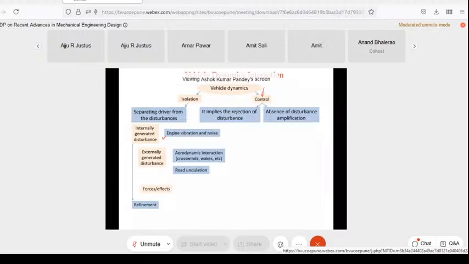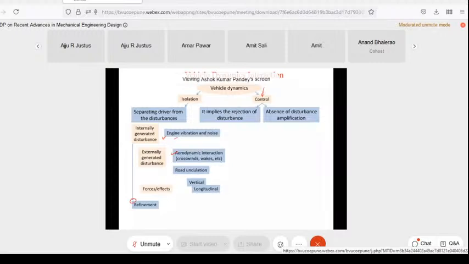Whenever we try to do the design of the vehicle, we try to do refinement or select the passive dampers or some settings such that whatever vibration is generated because of the engine and all should be minimized to the minimum, right? So that is done with the help of refinement. Now externally generated disturbances are mostly because of aerodynamic interactions, crossing winds or wakes, or because of road undulations. So we need to consider that.